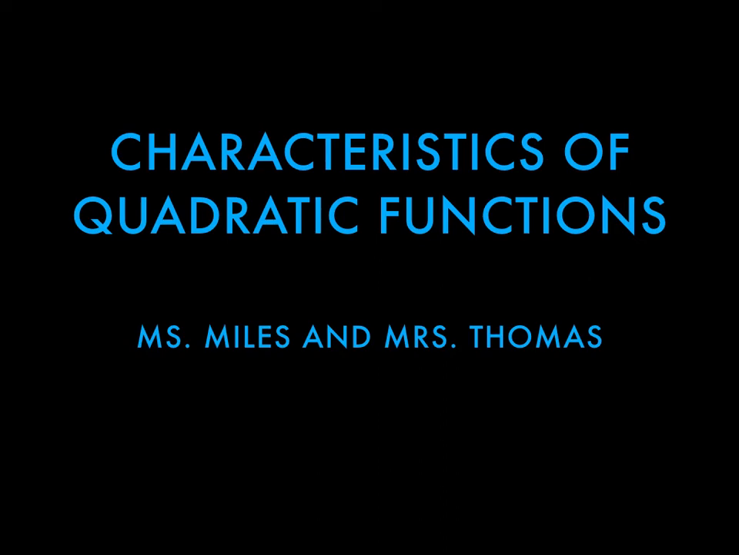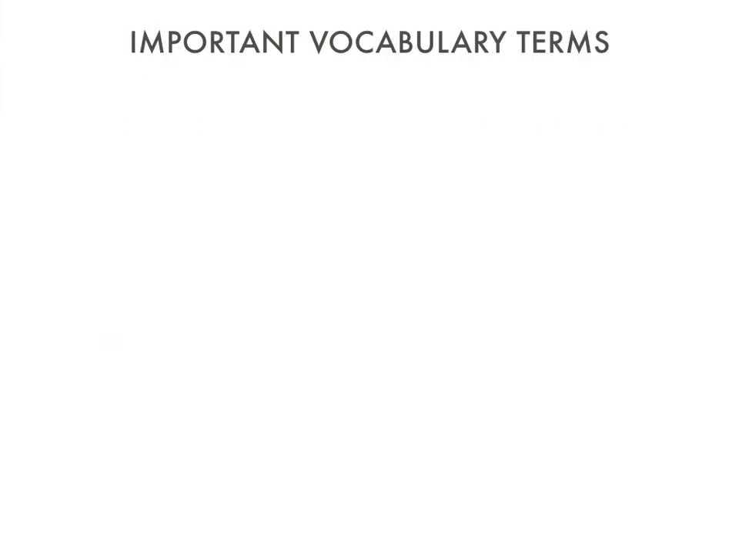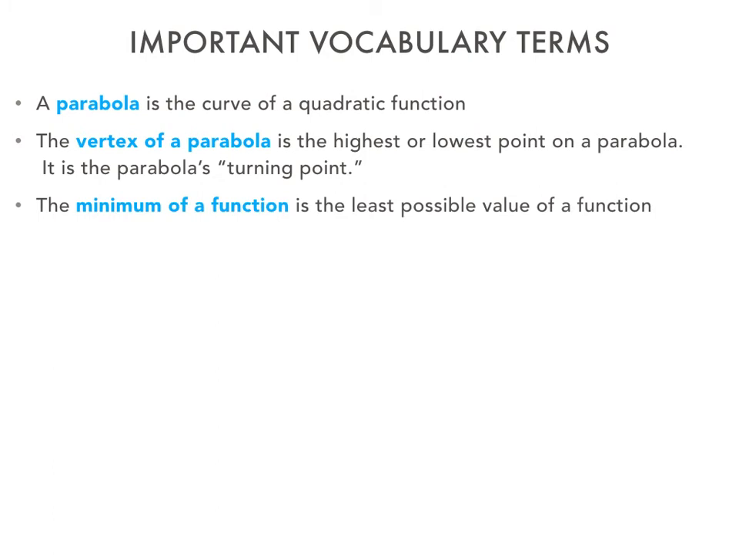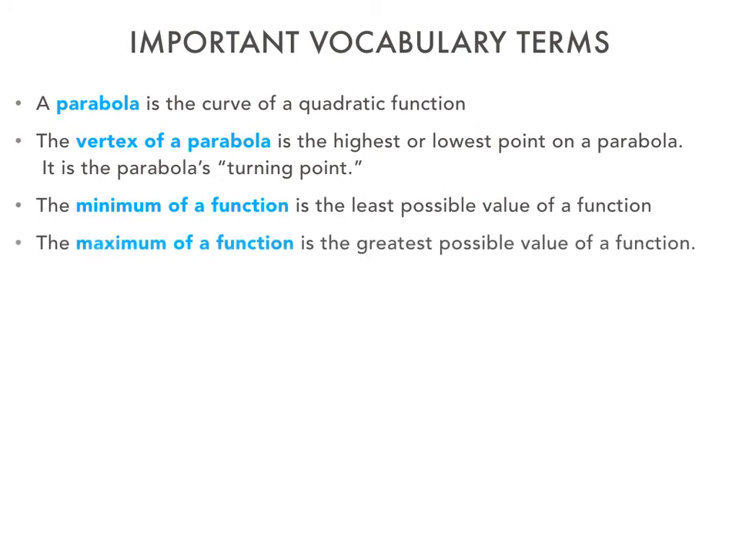Characteristics of quadratic functions. A parabola is the curve of a quadratic function. The vertex of a parabola is the highest or lowest point. The minimum of a function is the least possible value, while the maximum is the greatest possible value.